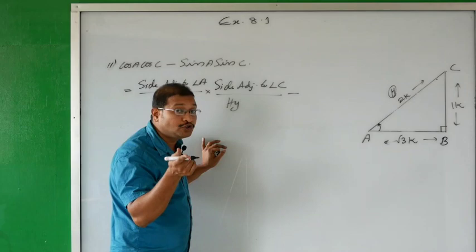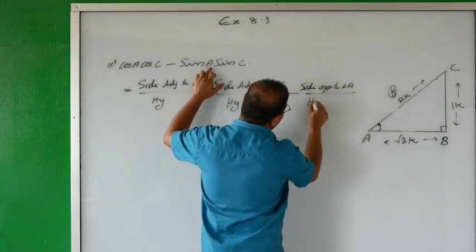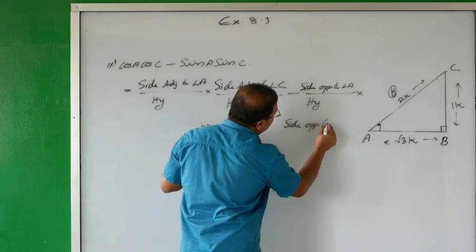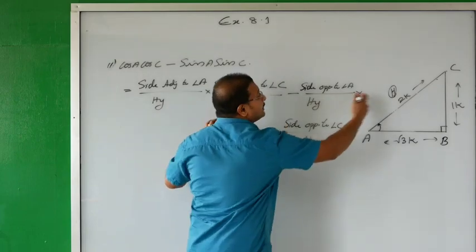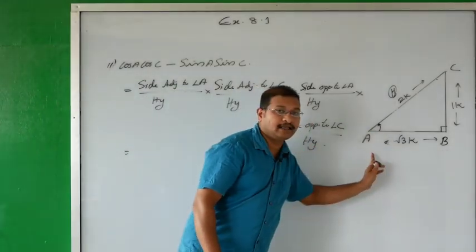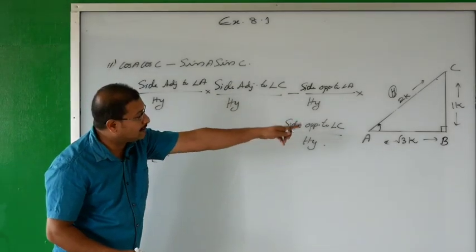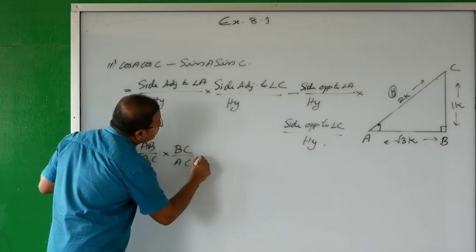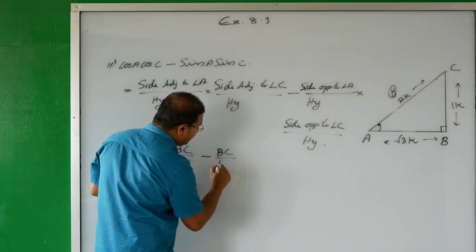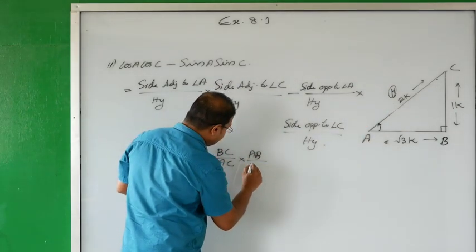Perpendicular means side opposite to angle A divided by hypotenuse into sin C, which is side opposite to angle C divided by hypotenuse. This equals side adjacent to angle A, which is AB, so AB by hypotenuse AC into side adjacent to angle C, BC, BC by AC minus side opposite to angle A, BC, BC by hypotenuse AC into side opposite to angle C, AB. So AB by AC.